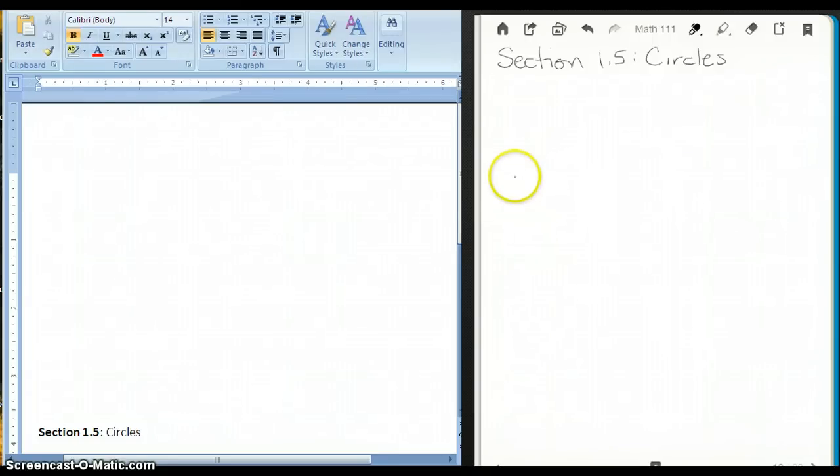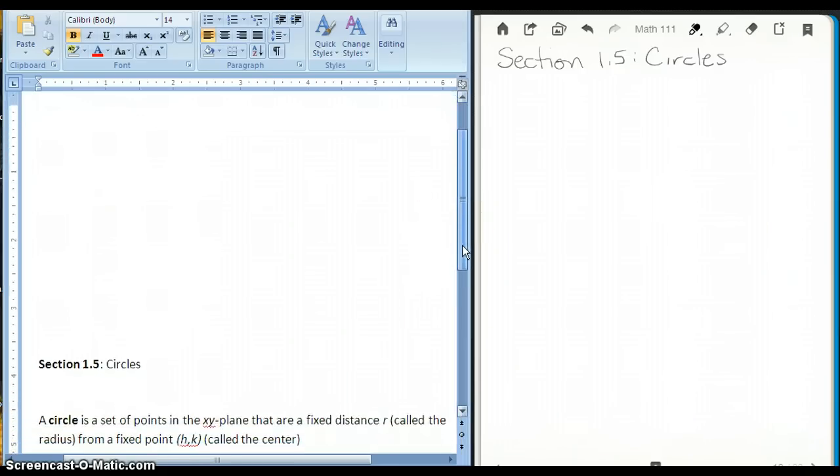Hi Math 111. In this video we're going to start our work on section 1.5, which talks about circles. It would be beneficial to first start out with the actual definition of a circle, because I'm sure when I say what is a circle, you all have a visual idea of what a circle is, but there's an actual really good geometric definition. So let's get a good definition of what a circle is.